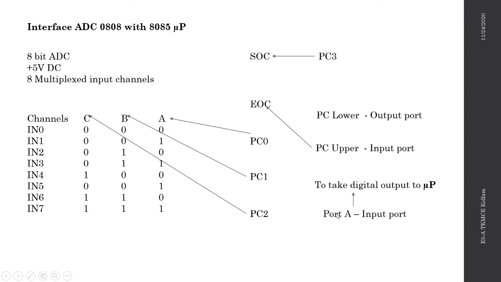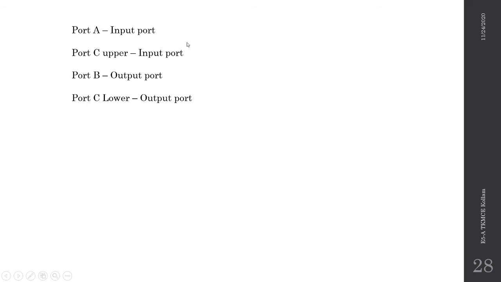Let's take port A as the input port in order to read the digital signal from the output of the ADC into the microprocessor through the 8255. Another port is not required, so let's take that port, port B, as an output port. Now port A is an input port. Port C upper is an input port. Port B is an output port. Port C lower is an output port.